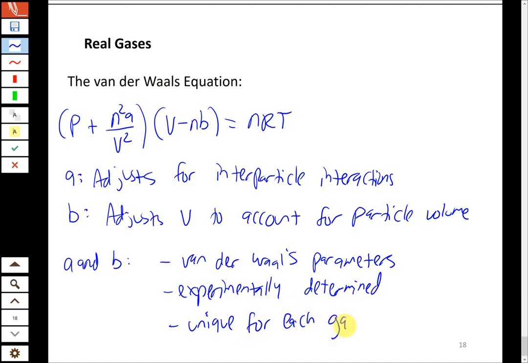So the van der Waals parameters for a really small gas like hydrogen would be smaller than for a really large gas like sulfur dioxide, for example. In general, the bigger the molecules are, the larger the deviations because of these two factors, and so bigger molecules tend to have larger van der Waals parameters. They need larger adjustments to PV equals nRT for it to work.